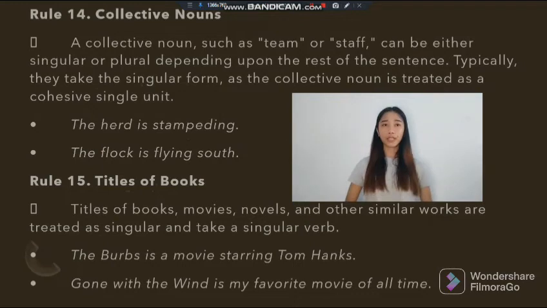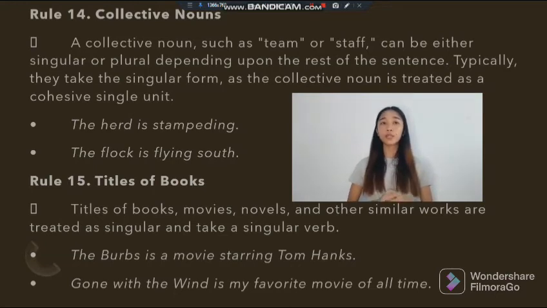Rule number 14. Collective nouns. A collective noun such as team or staff can be either singular or plural depending upon the rest of the sentence. Typically, they take the singular form as the collective noun is treated as a cohesive single unit. For example, the herd is tapping, the flag is flying south.